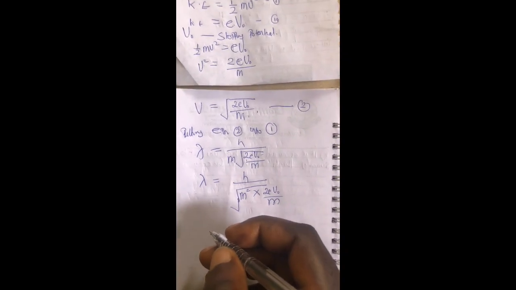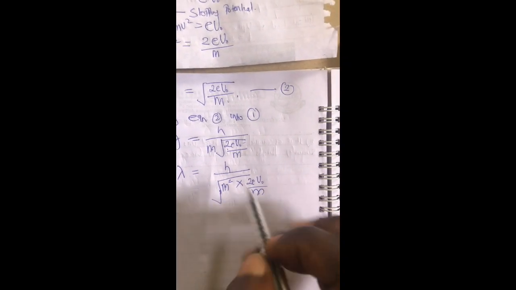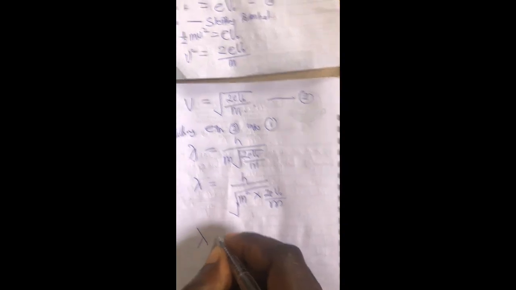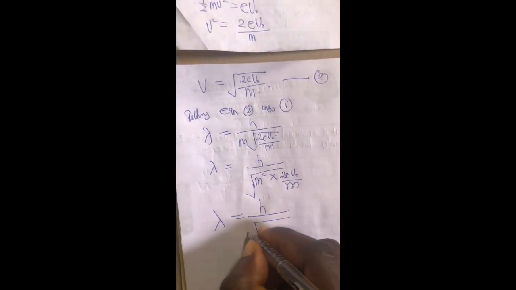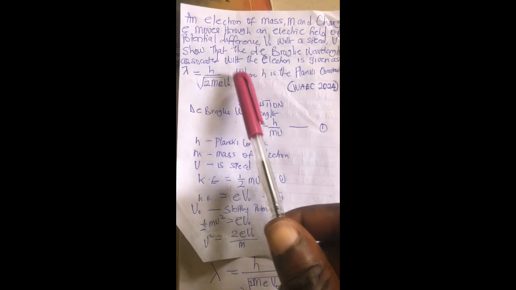From here, the next thing is to simplify this, and if we do so, we are going to have lambda equals h all over the square root of 2meV0, and at the end of the day, we have this as our solution. Now you can compare with the equation that was given, and you should find this as what we have gotten here.